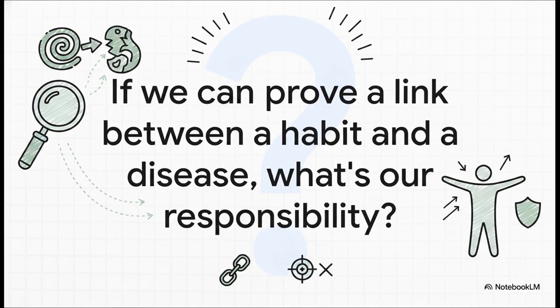As we've seen, the association of attributes isn't just some abstract exercise in a stats textbook. It's a tool that can uncover life or death connections that are hidden in the data all around us. Which leaves us with a pretty critical question. Once we can mathematically prove a link between a human habit and a deadly disease, what is our responsibility to act on that knowledge?